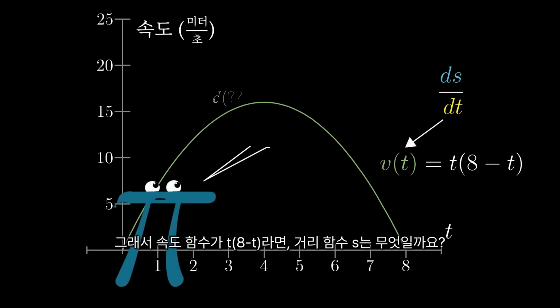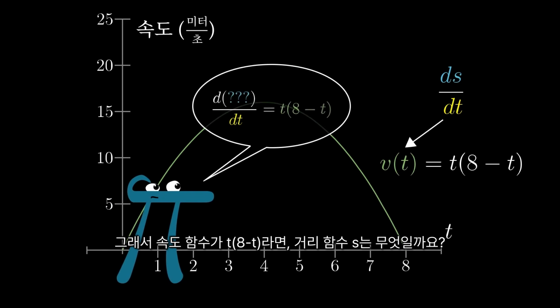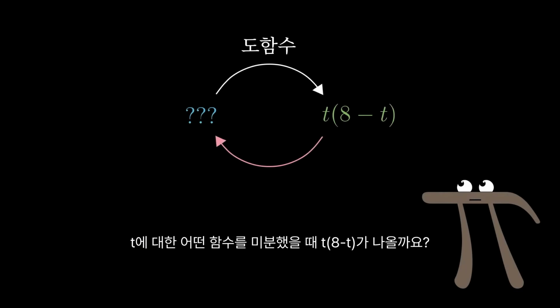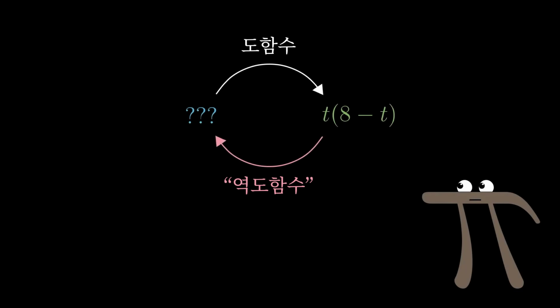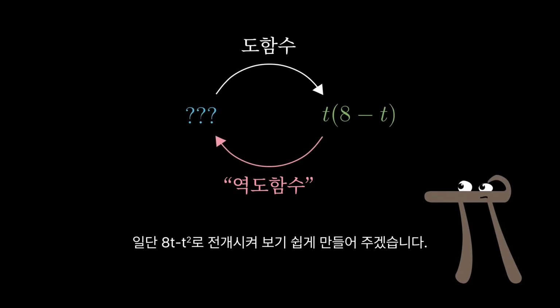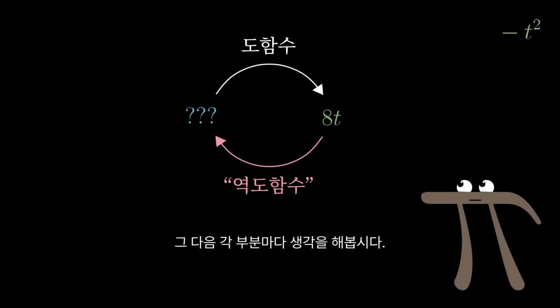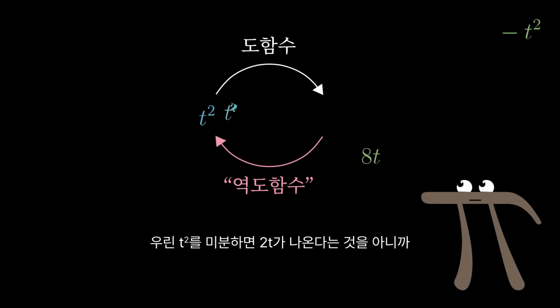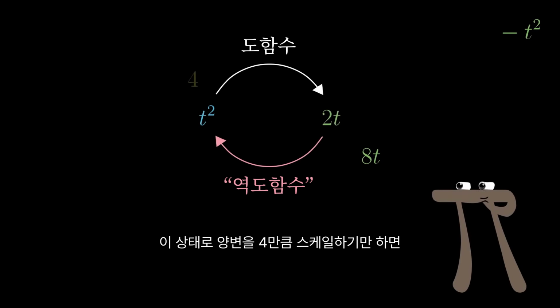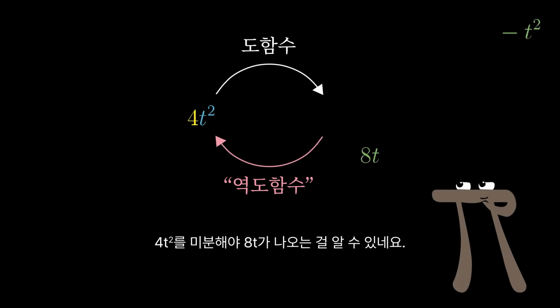So, if our velocity function is t times 8 minus t, what should s be? What function of t has a derivative of t times 8 minus t? It's easier to see if we expand this out, writing it as 8t minus t squared, and then we can just take each part one at a time. What function has a derivative of 8 times t? Well, we know that the derivative of t squared is 2t, so if we just scale that up by a factor of 4, we can see that the derivative of 4t squared is 8t.